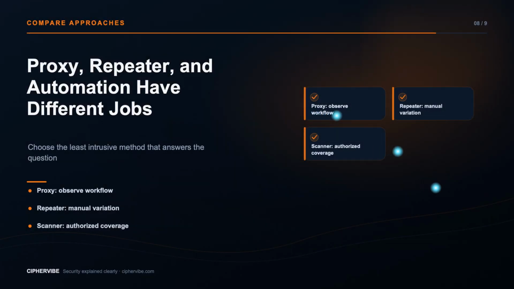Use proxy and history to understand a workflow. Use Repeater for a small number of manual variations. Automated scanning creates more traffic and may change application state. Use it only with approved scope, rate limits, exclusions, monitoring, and recovery plans.